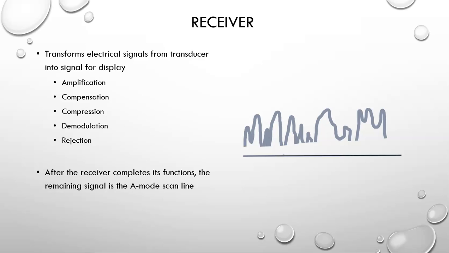So after the receiver completes its functions, what remains of the signal that came back to the transducer is simply the A-mode scan. So we've already discussed what an A-mode scan is. That is the scan that represents one line of pulse scan information. And so this is where it is created, in the receiver at the end of the rejection. We have the A mode.